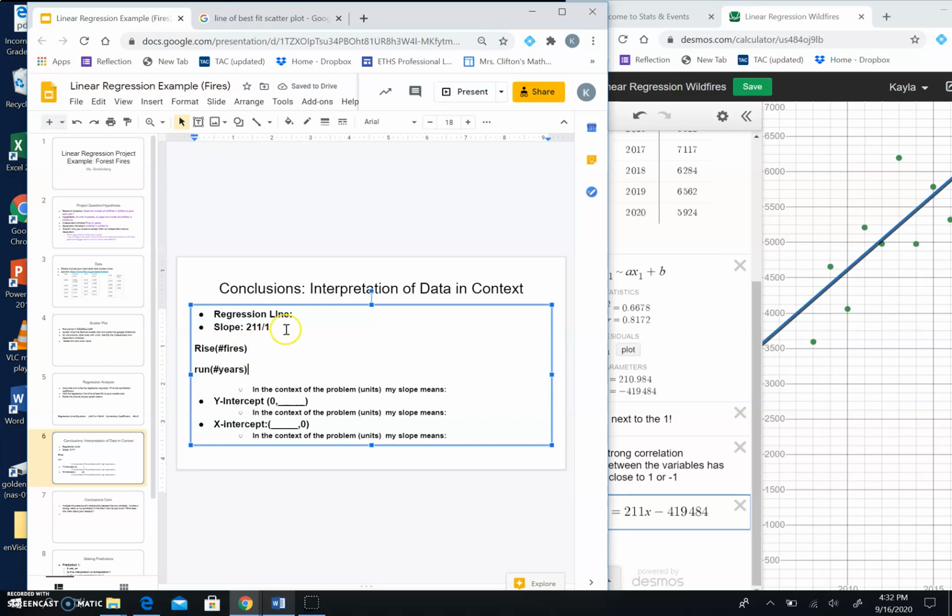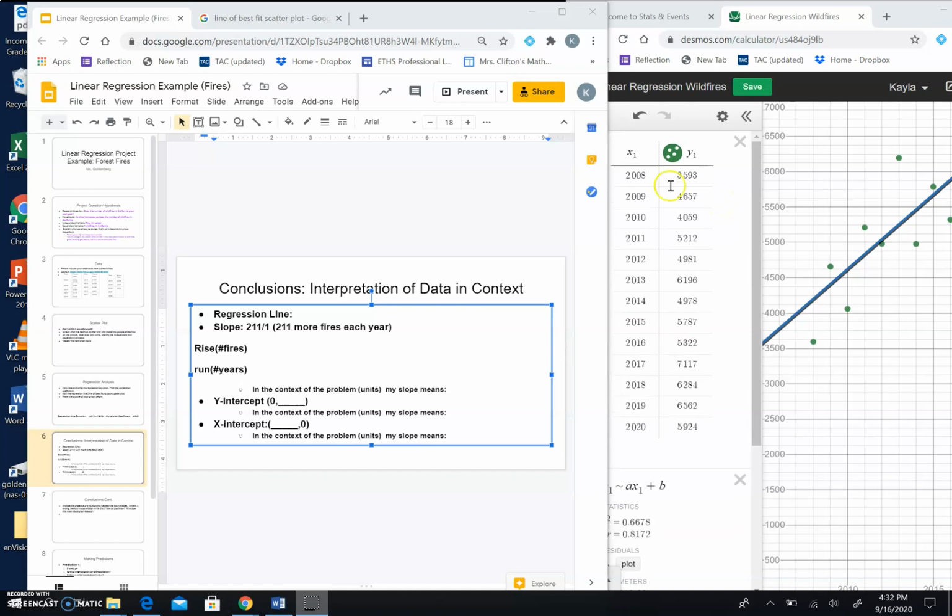So what my slope is saying in words, this is what you'll want to be specific about, right? In the context of the problem, my slope means I would be saying that there are 211 more fires each year. That is how much it's rising according to my data that I've collected. And remember, my data isn't perfect, right? I don't have all of time. I have a very small data set. The more data you get, the better. I generally would go for at least 10 good data points.